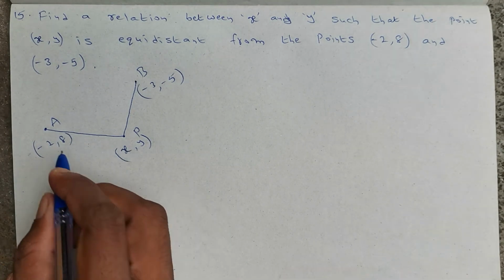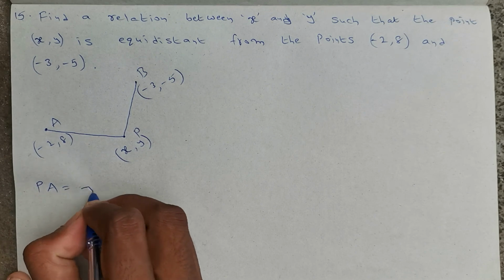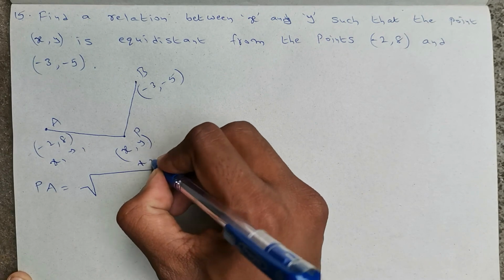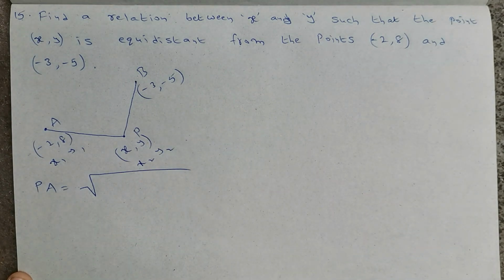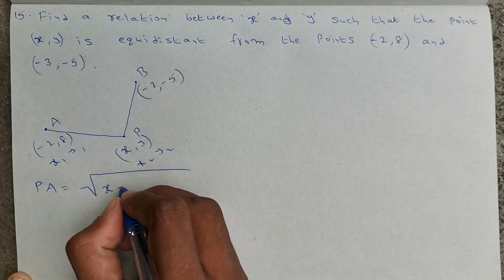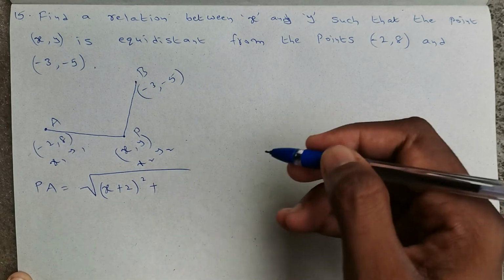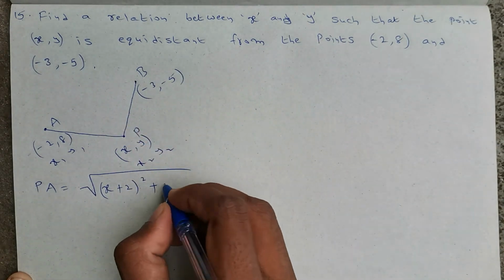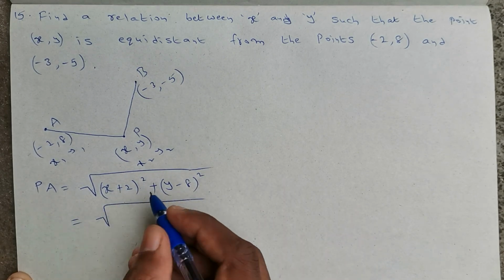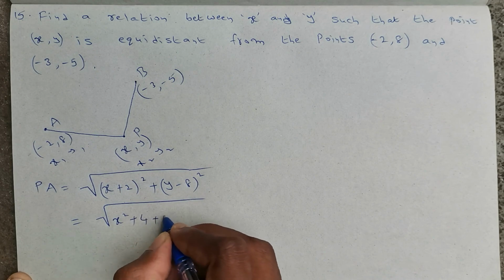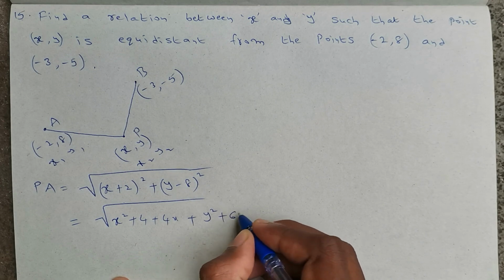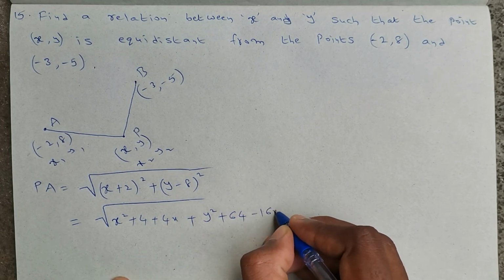So first let me find the PA distance. Under root, this is x1, y1 and this is x2, y2. x2 minus x1: here it is x minus of minus 2, plus 2, whole square, plus y2 minus y1, y minus 8 whole square, which is equal to under root (x plus 2) whole square, x square plus 4 plus 4x, plus (y minus 8) whole square, y square plus 64 minus 16y.